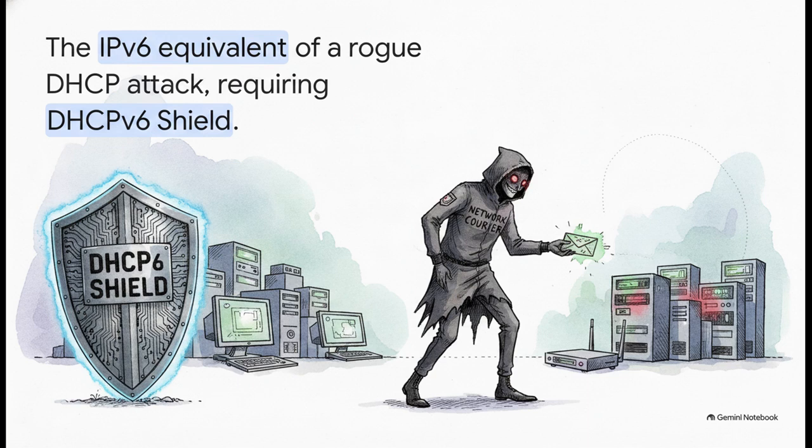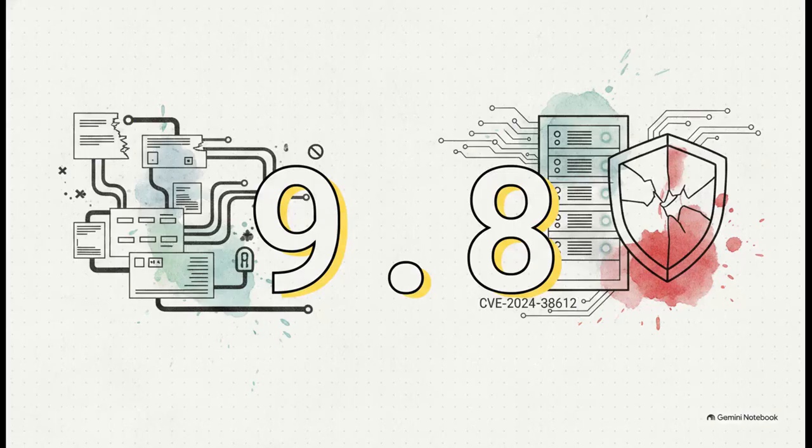This is basically the exact equivalent of a rogue DHCP attack in IPv4, which we all understand pretty well. But here's the catch. In IPv4, we universally deploy DHCP snooping to stop it. The IPv6 fix, called DHCPv6 Shield, is rarely deployed. Because clients just accept the very first valid reply they get without authenticating it, a network missing DHCPv6 Shield leaves every single client silently vulnerable to getting a poisoned network configuration.